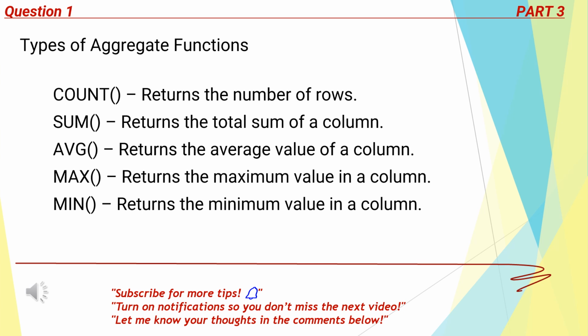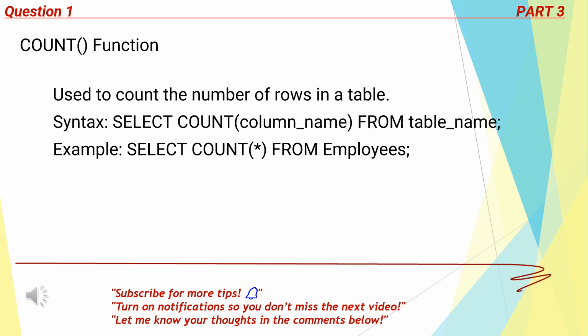SQL provides several aggregate functions that help in summarizing data. The most commonly used aggregate functions are count, sum, average, max, and min. Let us look at each one in detail. The count function is used to determine the total number of rows in a table or in a specific column. It is often used when we need to count how many records exist in a data set.